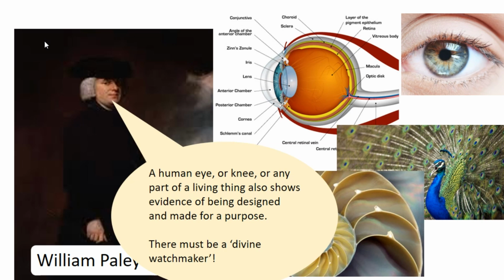A human eye or a knee or any part of a living thing also shows evidence of being designed and made for a purpose. And therefore, he says, just like with the watch having a designer, there must be a divine watchmaker, and that's what he calls God.